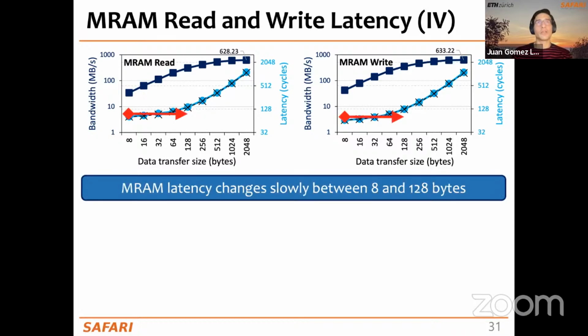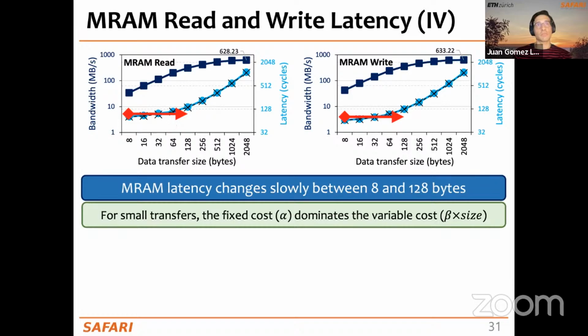Another observation here is that the MRAM latency is pretty flat between 8 and 128 bytes. And the reason is that for small transfers, the fixed cost alpha of the linear expression that we presented before dominates the variable cost beta times size.